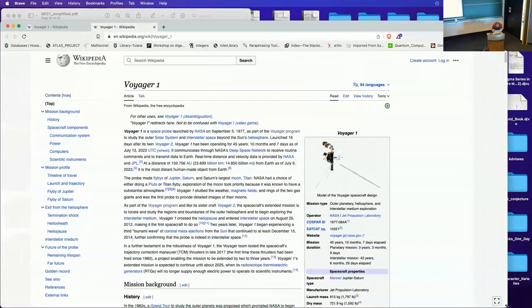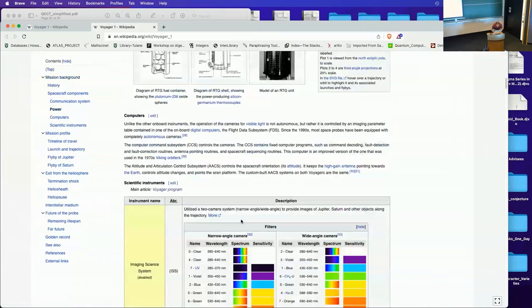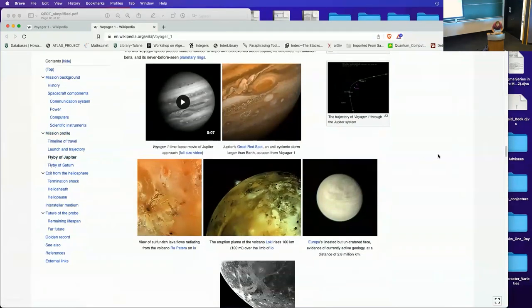So this is the wiki website about Voyager 1. And then here are some pictures that it took near Saturn, Jupiter, and Uranus. And I believe Reed-Solomon codes were used for securing transmitted messages. So, okay, this is the real end.